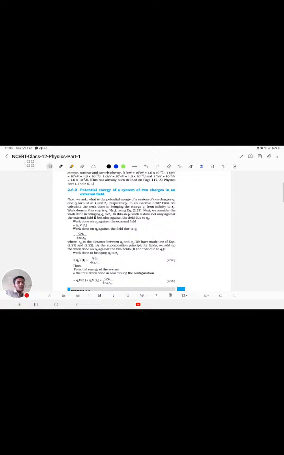We have made up these equations by the principle of superposition. We will basically add up the work done on q2 against the two fields, the external one and that due to q1. So we will multiply q2 times V of r2 plus q1 q2 by 4 pi epsilon times r12.